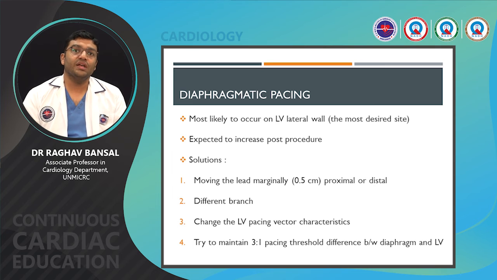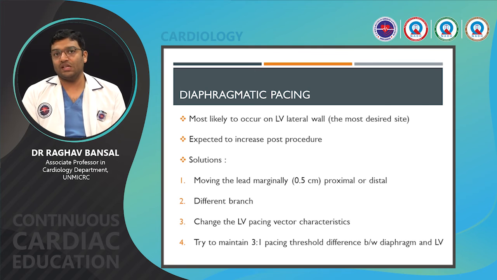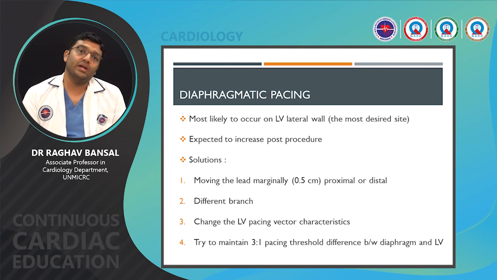The solutions, if it is happening, are to try to move the lead proximally or distally and see if it is still happening. Try a different branch or change the LV pacing vector. Especially if you have a quadripolar lead and you are having a lot of diaphragmatic pacing in poles 1 and 2, then try to pace at LV 3 and 4. If you are having a good pacing threshold at LV 3 and 4 and you are getting good pacing without any diaphragmatic capture, you should be happy about it.